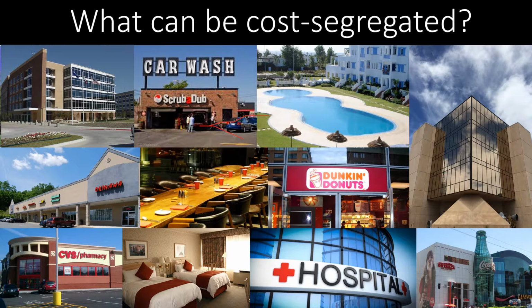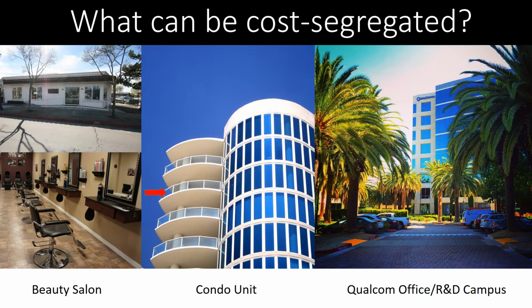Cost segregation can be applied to virtually any type of depreciable real estate, from residential to the many forms of commercial property. This includes office, industrial, hotels, restaurants, shopping centers, and even specialty properties such as car washes, golf courses, and theaters. Cost segregation can be applied cost effectively to properties ranging in cost from as little as $1 million in depreciable basis, such as this freestanding beauty salon on the left, to luxury condos costing $2 million, and mega properties such as a large office campus costing hundreds of millions.